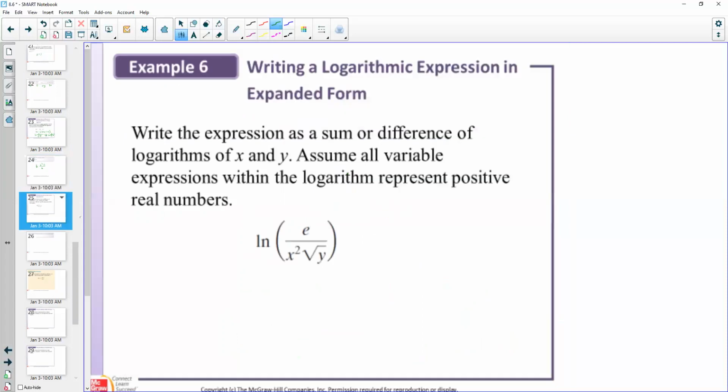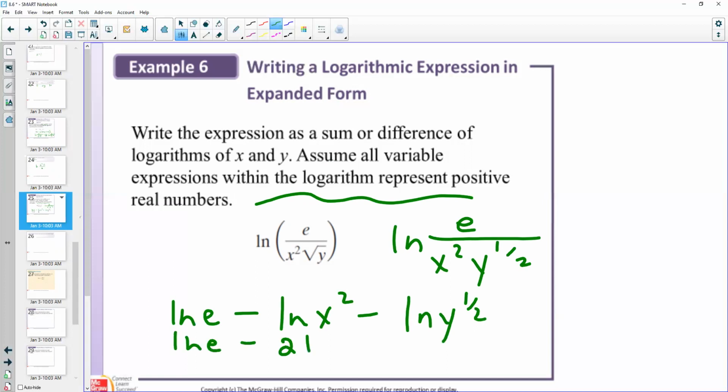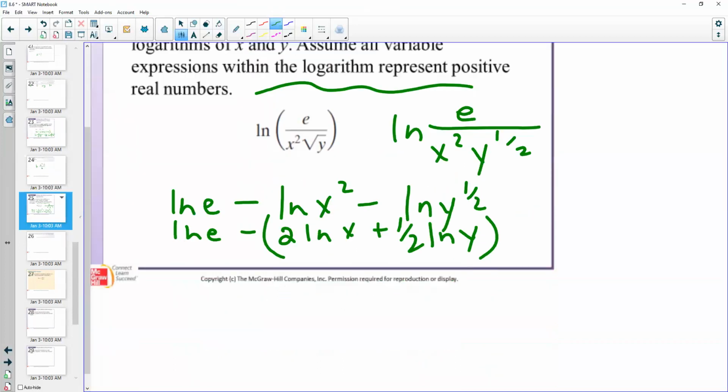All right, I can also expand. I still want to expand this one. It's just slightly different. I need to rewrite that y, just like I did before, x squared y to the half. All right, so I have ln of e minus ln of x squared minus ln of y to the half. So I get ln of e minus 2 ln x minus half ln y. It could have been this, but I just wrote it as minus minus, whichever is fine.